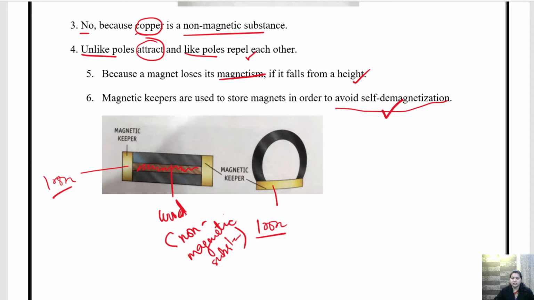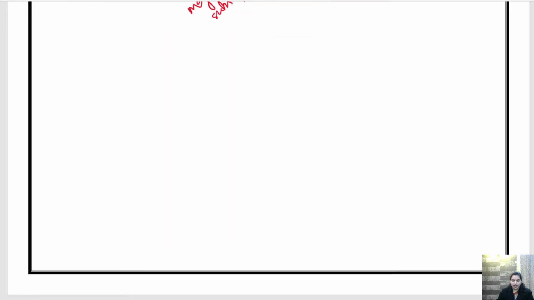Self demagnetization मतलब self का मतलब होता है खुद, demagnetize मतलब magnetism की property lose करना. Okay, so the magnet when it is kept for a longer time can lose its magnetism. So to avoid it we keep the magnet in the keeper. Okay, so that was about the short answer questions.